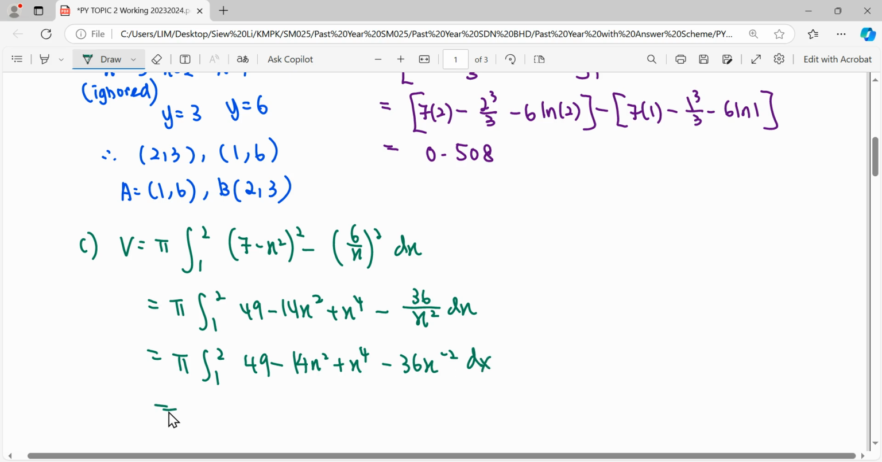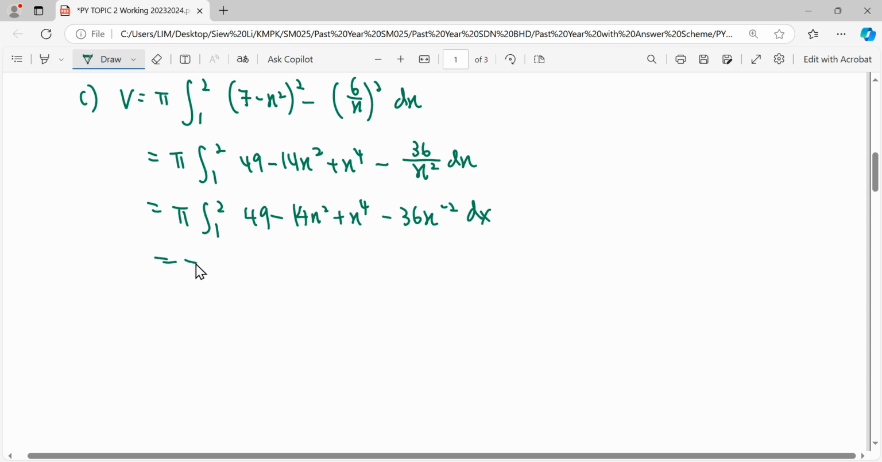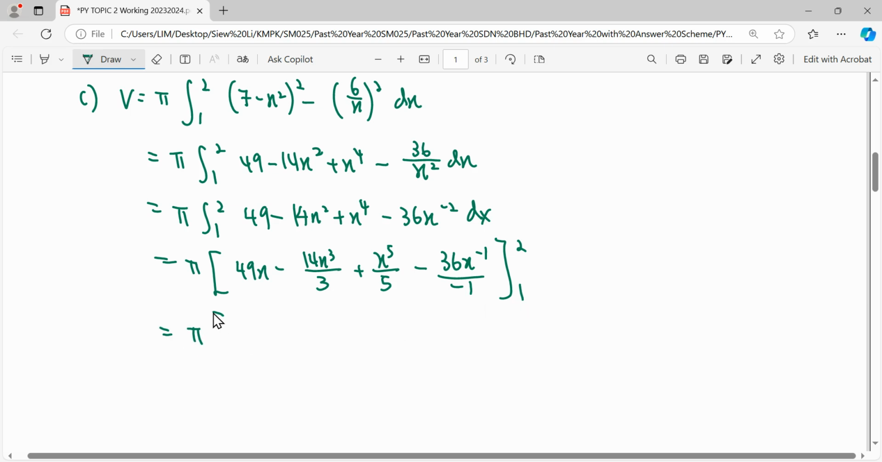Then we can integrate. Integrate the constant, we get x. Integrate the x squared term: power plus 1 over new power. Similar to this, power plus 1 over new power. And similar to this, power plus 1 becomes negative 1 over new power. And then the upper limit is 2, the lower limit is 1. So the next step is to write the upper limit minus the lower limit.